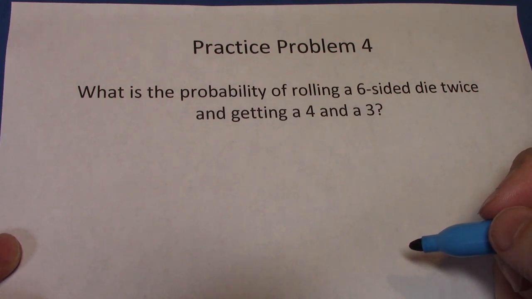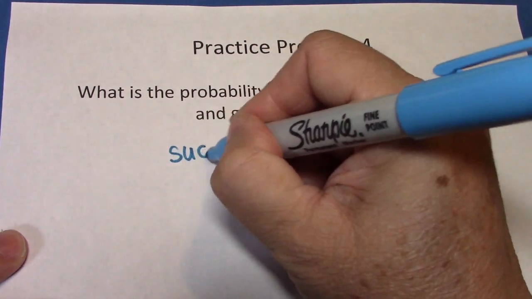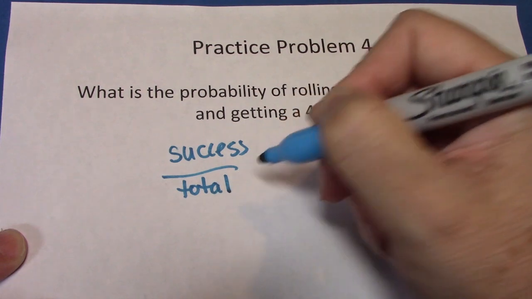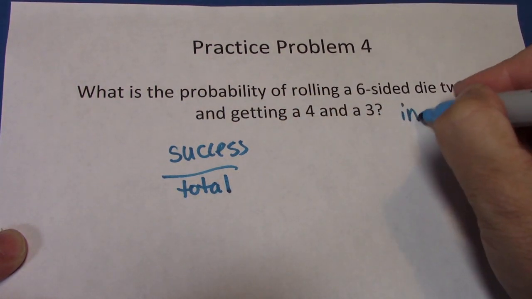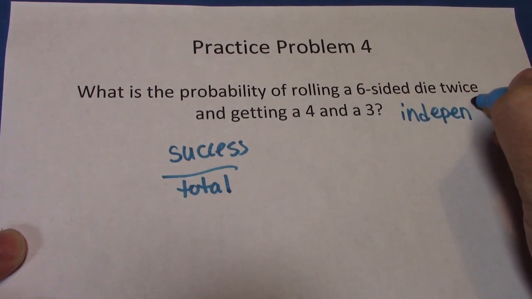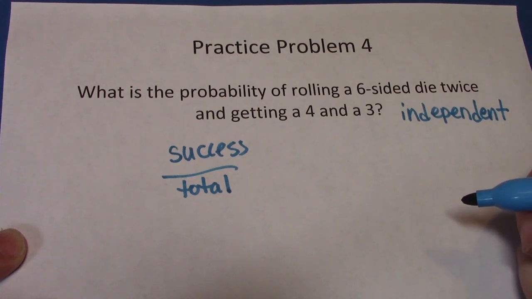Problem 4. What is the probability of rolling a six-sided die twice and getting a 4 and a 3? Alright, so again, success over total. It's a compound event, but they are independent because no matter what you get the first time you roll the dice, it's not going to change the second roll.